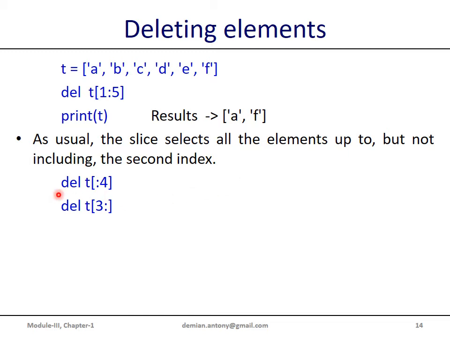elements from the list. In this example, del t[:4] deletes the first 4 elements, that is 0, 1, 2, 3. Only E and F are found after execution of this instruction. Similarly, if you want to delete the last 3 elements, D, E, F, I need to specify del t[3:], that is, from position 3 onwards, the elements D, E, F are deleted. Only the first three, A, B, C, are found after execution of this instruction.